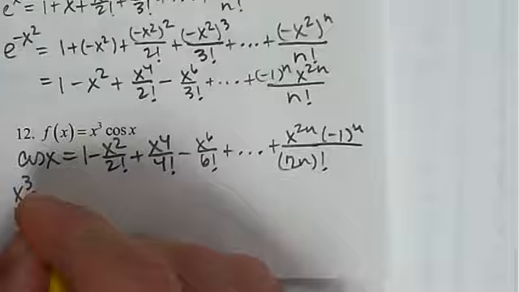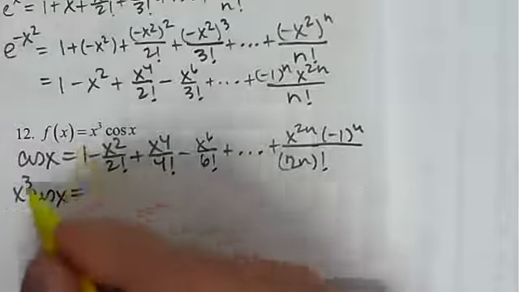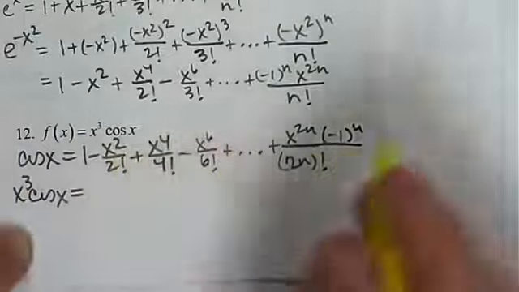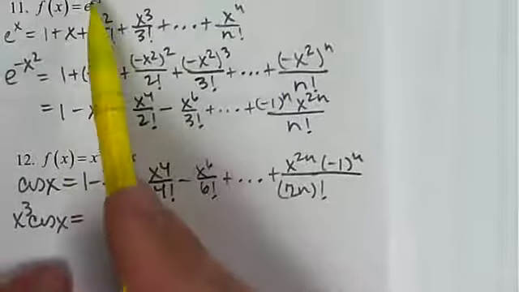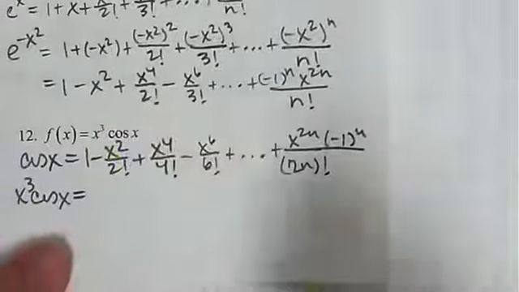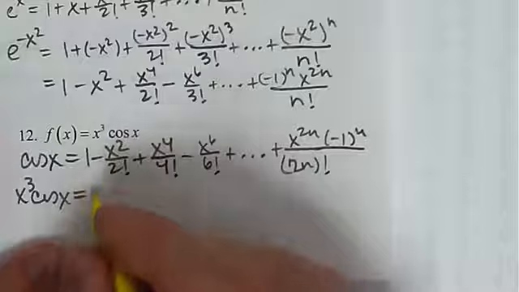Okay, x to the 3 cosine of x is going to be just distributing an x to the 3 to all the terms, which will functionally increase the power by 3, as opposed to here when I substituted with x squared, it doubled all the powers. Okay, so that'll be important when we flip over the back side.